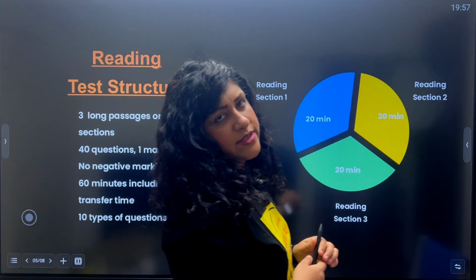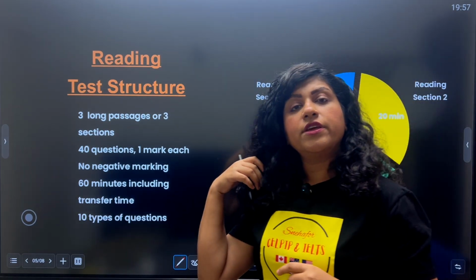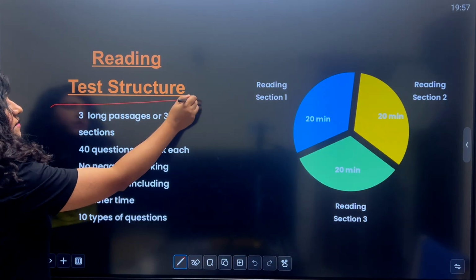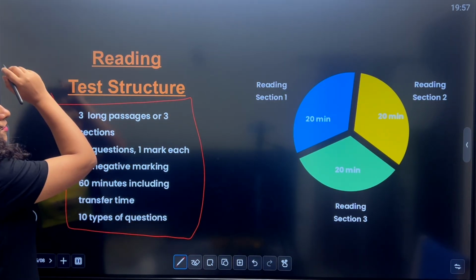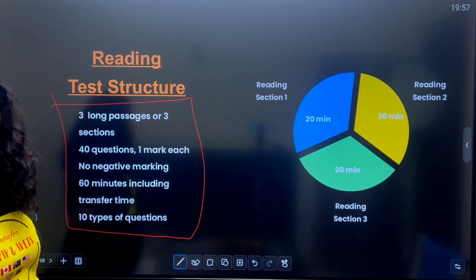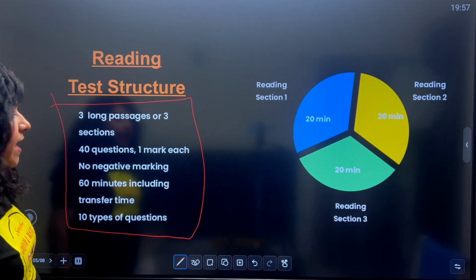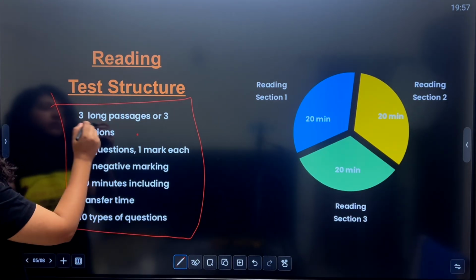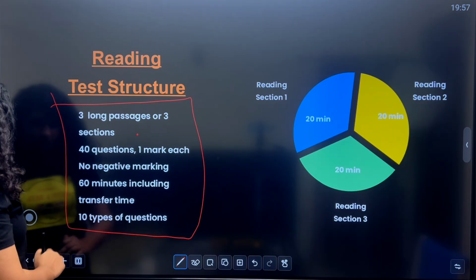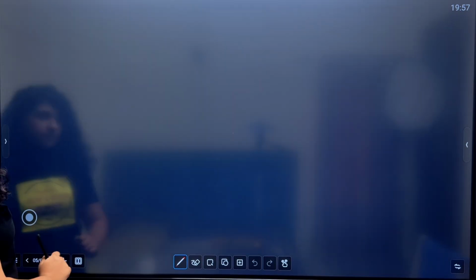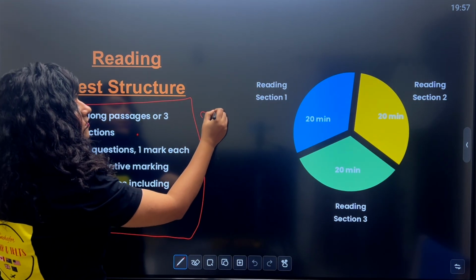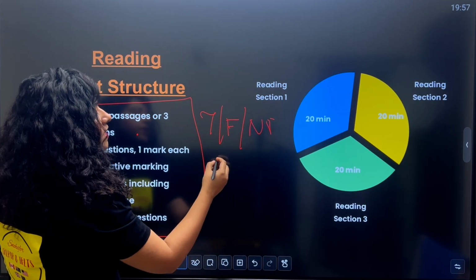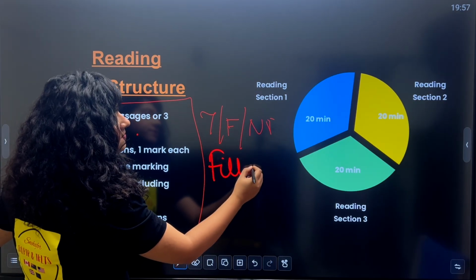Now in reading module, as I said, there can be 3 reading comprehensions or there can be 5 reading comprehensions. However, the type of questions that are there, they remain the same. So whether you are appearing for general IELTS or whether you are appearing for academic IELTS, types of question are going to remain the same. So we have true, false, not given type of questions. We have fill in the blanks.